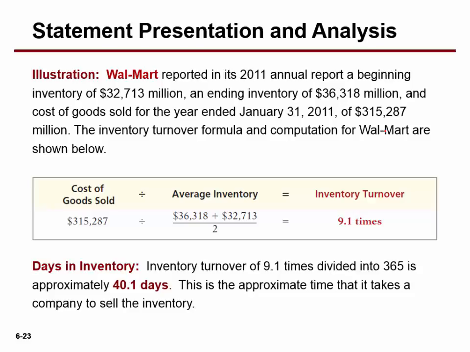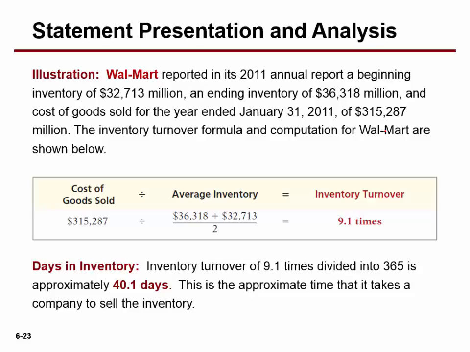Okay? Now, since they turned it over 9 times and there are 365 days in the year, if you take this 365 and divide that by 9.1, don't you get this 40 days? If I turn my inventory over 9 times and there's 365 days, on average, stuff stayed in inventory for about 40 days, didn't it? Is this good or bad?